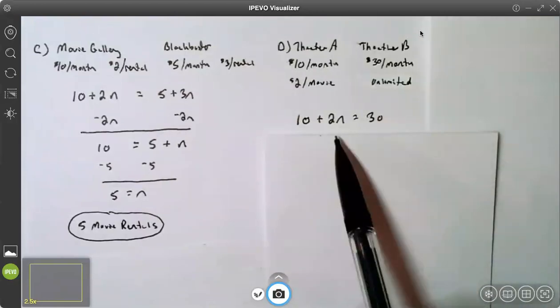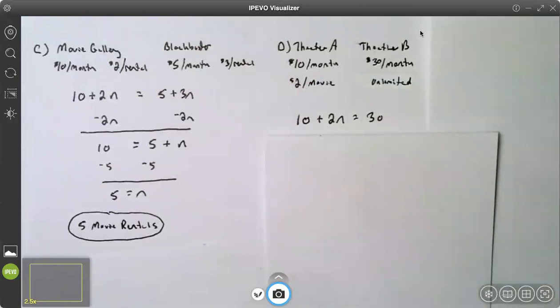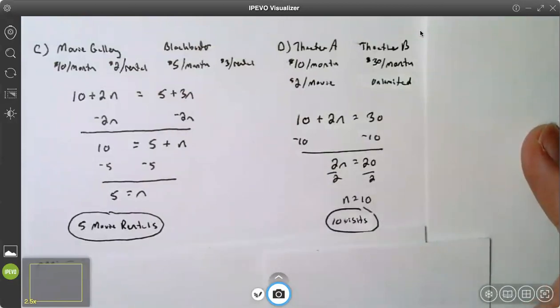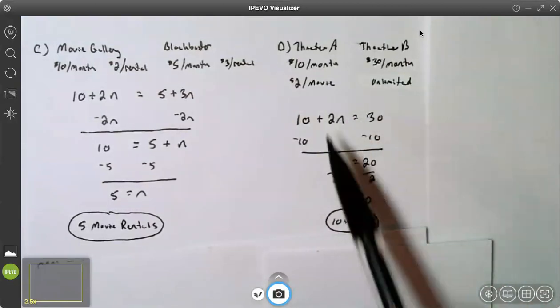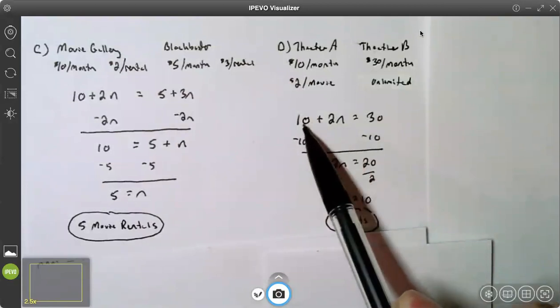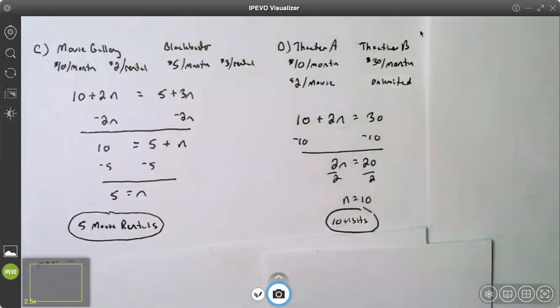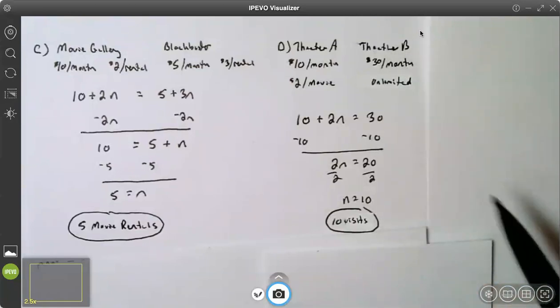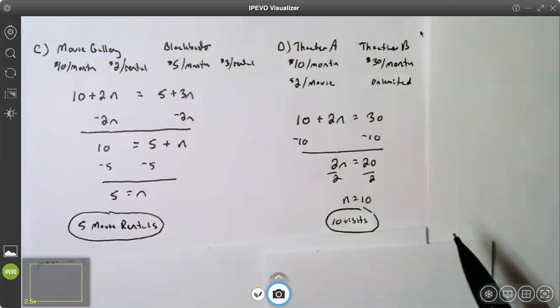Both sides are simplified. The variable's already on one side. To get the variable by itself, we subtract 10 from both sides. Then we divide both sides by 2, and the answer is 10. 10 visits is the break-even point. 10 times 2 is 20, plus 10 is 30, and they would be equal. So if you do more than 10 visits a month, Theater B is the better deal. If you do less than 10 visits per month, Theater A is the better deal. If you do exactly 10 visits per month, it's the same either way.